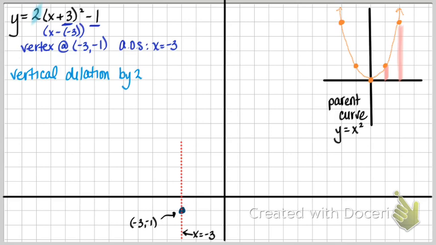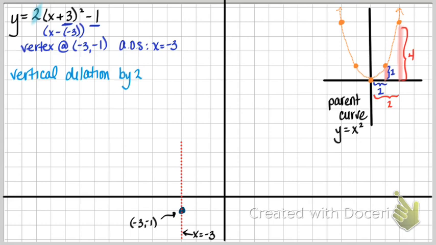Now, normally, as I move 1 unit away from the vertex, I go up 1 space. And as I move 2 units away, I go up 4 spaces. Because x squared is the defining characteristic of this graph. 1 squared is 1, 2 squared is 4. That's the gap that we're seeing.